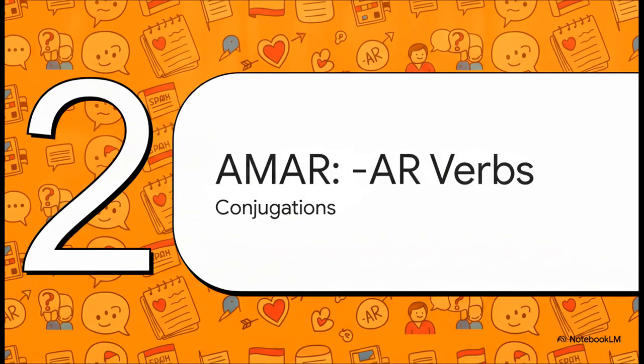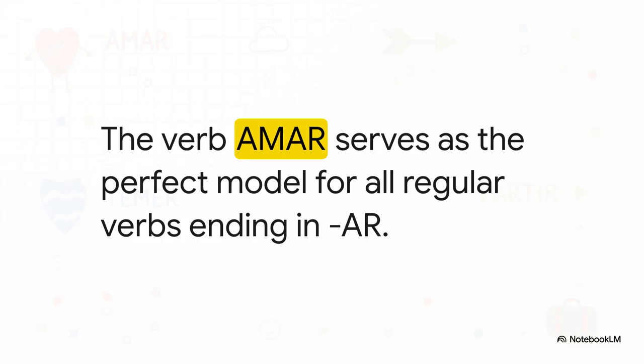All right, section 2, amar, AR, verb conjugations. The absolutely crucial point here is that amar, which means to love, serves as our perfect go-to model for all regular AR verbs. If you master amar, you instantly, and I mean instantly, know how to conjugate verbs for studying, working, traveling, dancing, the whole shebang.